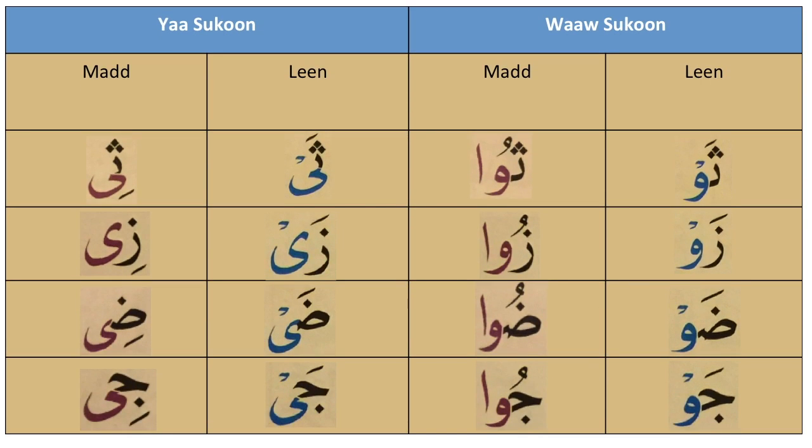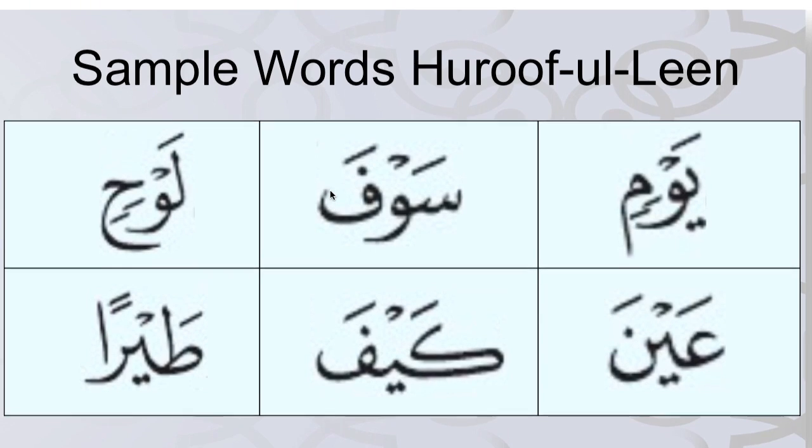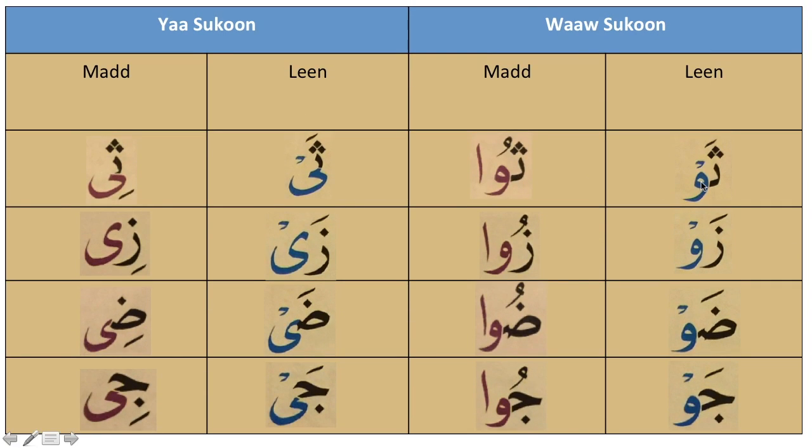In this slide, we're going to compare the ya sukoon and the waw sukoon when it's in mad format and then when it's in the leen format. So we will explain to you and we will pronounce for you the differences. Notice in the first row, we have tha fatha. We're starting from right to left. Remember, Arabic is written right to left. Starting with tha fatha waw sukoon, thaw.